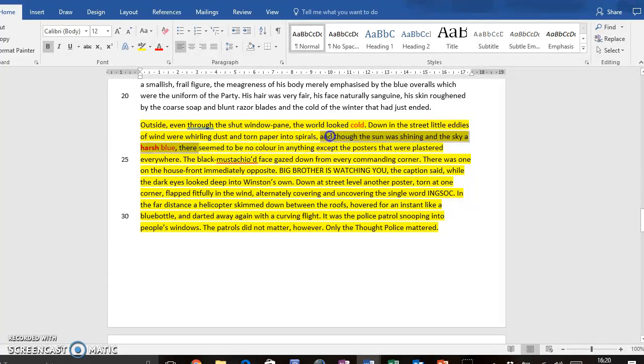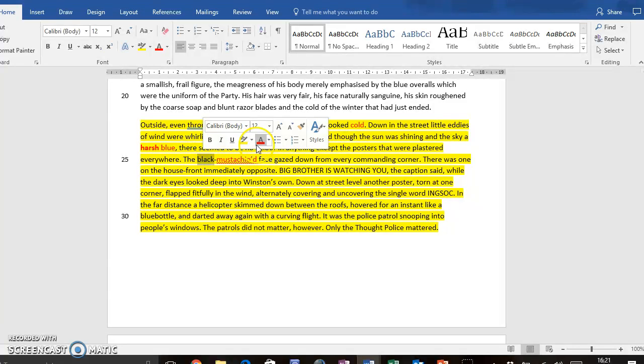So as we go on, there seemed to be no colour in anything except the posters that were plastered everywhere. And then we've got a lovely short sentence here. The black mustachioed face gazed down from every commanding corner. So a really short sentence, a simple sentence, and that I'd be picking up on to summarise Big Brother here. And we've got particularly it's mustachioed, it's very specific about the way that he looks. Perhaps you could think of connotations there.